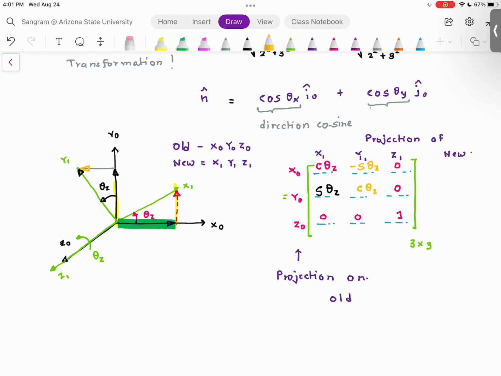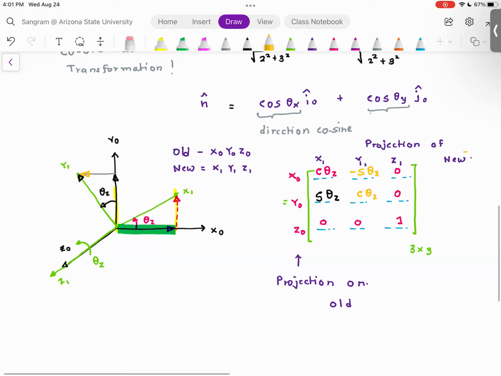So whenever you have determination of rotation matrix, always remember this. What you have here is the new coordinate frame. What you have here is the old coordinate frame. And you would always be looking at the projection of the new coordinate frame on the old coordinate frame. Everyone understood this?